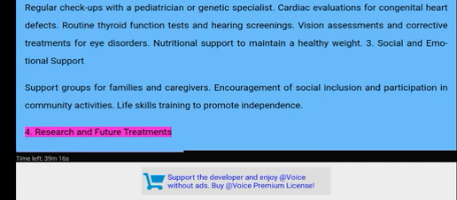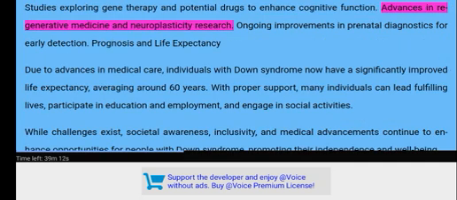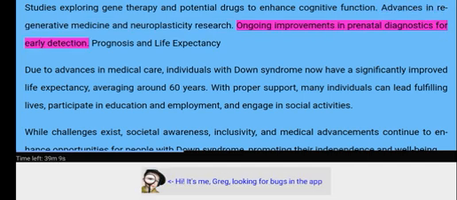4. Research and future treatments. Studies exploring gene therapy and potential drugs to enhance cognitive function. Advances in regenerative medicine and neuroplasticity research. Ongoing improvements in prenatal diagnostics for early detection.